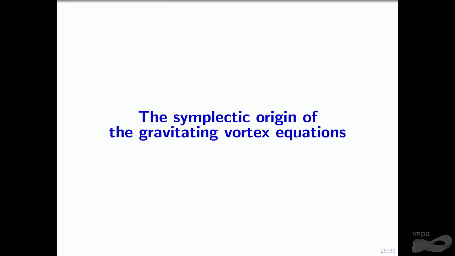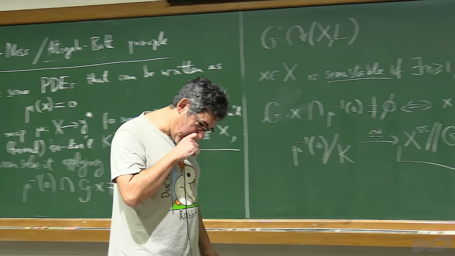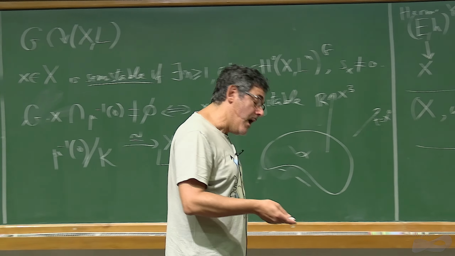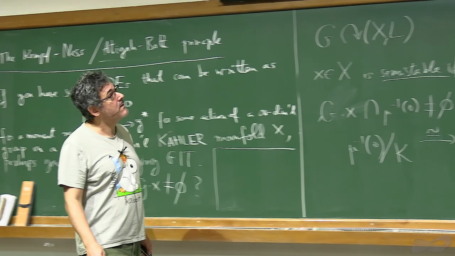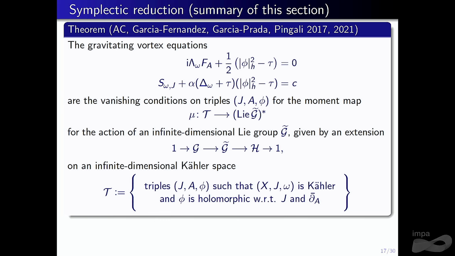So to do that, of course, you have to find some infinite dimensional formally Kähler manifold with an infinite dimensional Lie group action, and which is Hamiltonian, find the moment map and prove that the zeros are what we are interested in. So that's what I will explain now. So, I mean, this is a summary that comes from previous works. So these are the gravitating vortex equations we have.